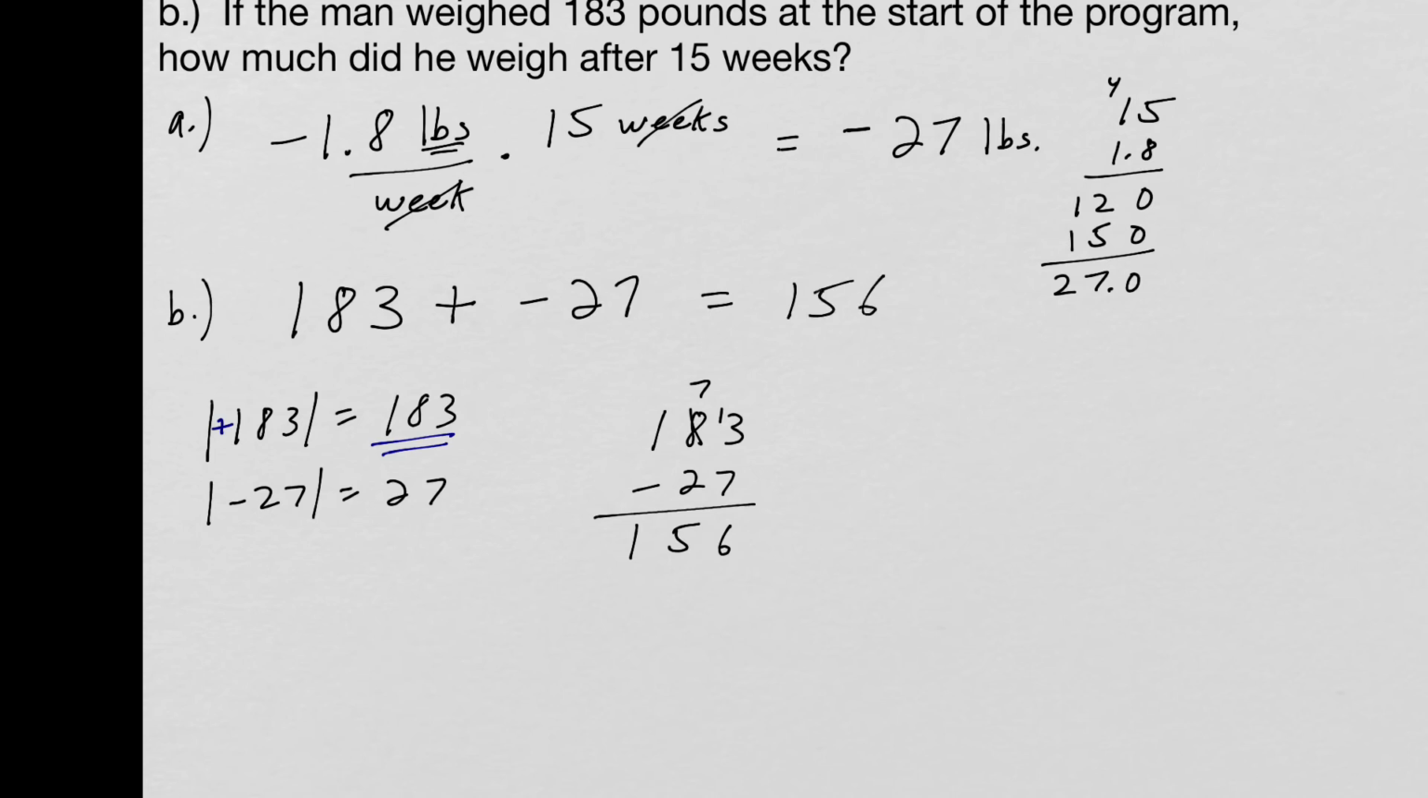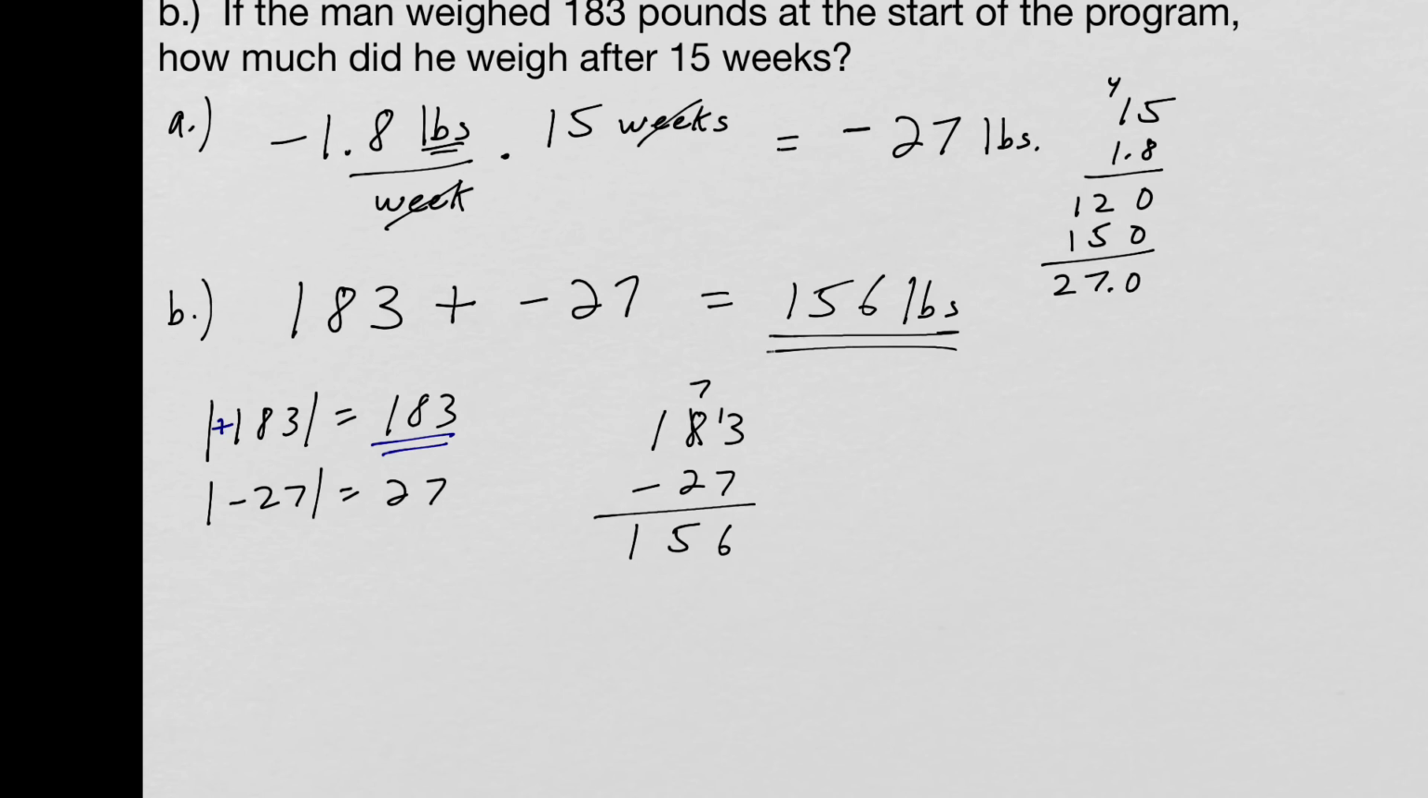And it makes sense, right? It has to be positive. So his weight after 15 weeks is going to be 156 pounds. Again, the quick way you can think of it is just 183 minus 27. But really, since we said that the net change is negative 27, we're adding the net change to his original weight.